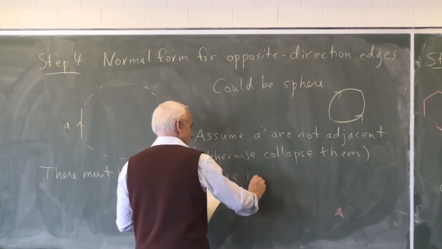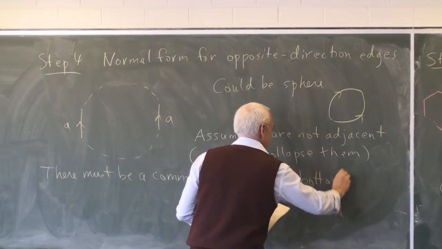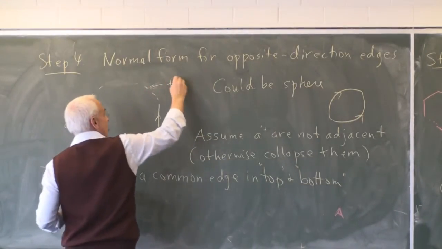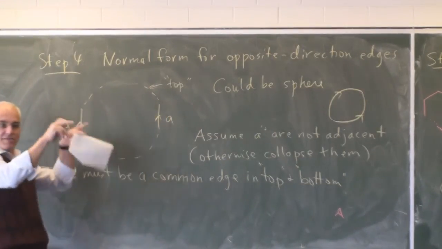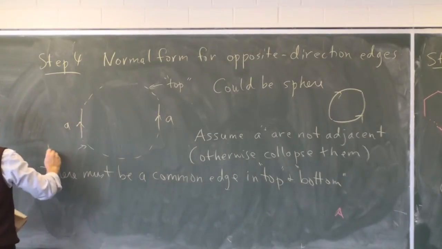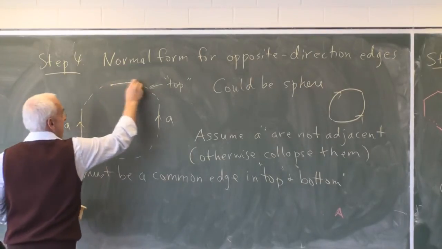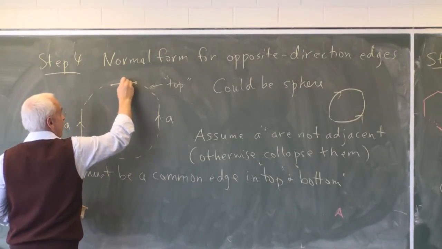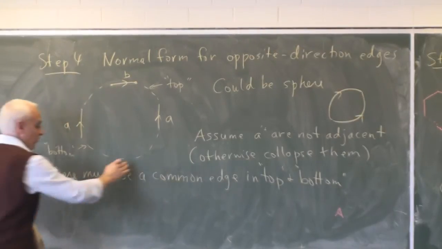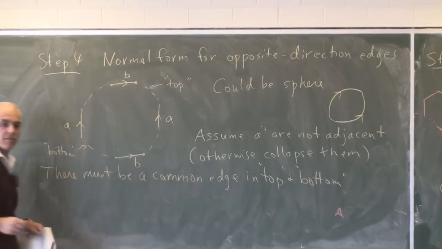In the top and the bottom. Okay, what do I mean by top and bottom? In the picture, this is the top, separating two parts of the AA pair, and this is the bottom. And I claim that there must be some edge, say B, which occurs in the top, and it also occurs somewhere in the bottom.